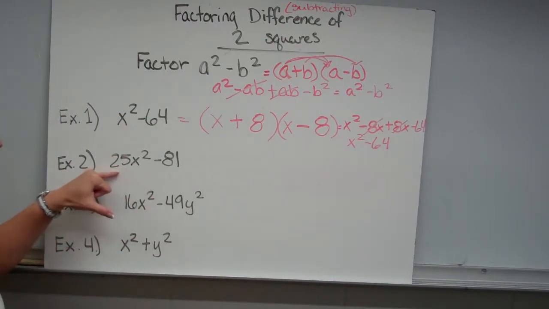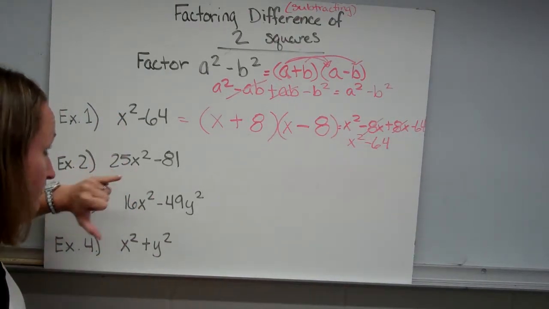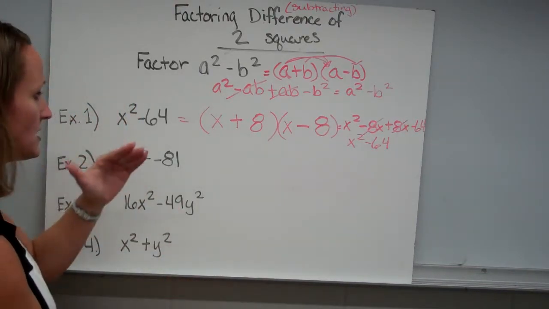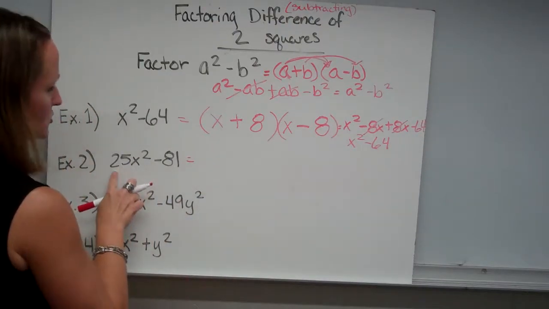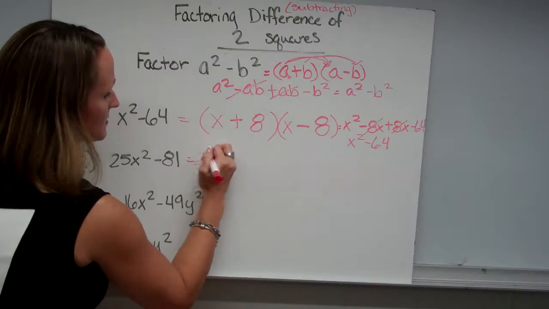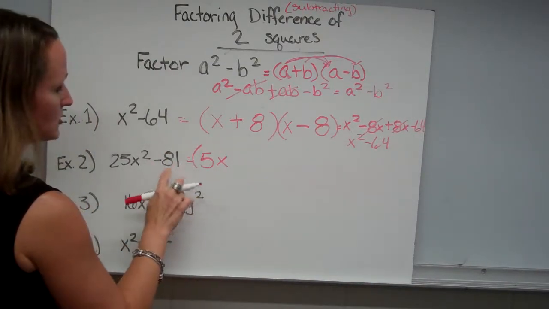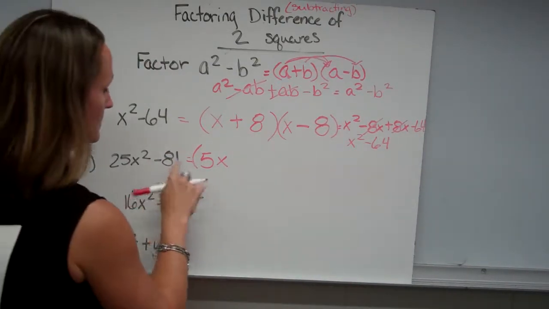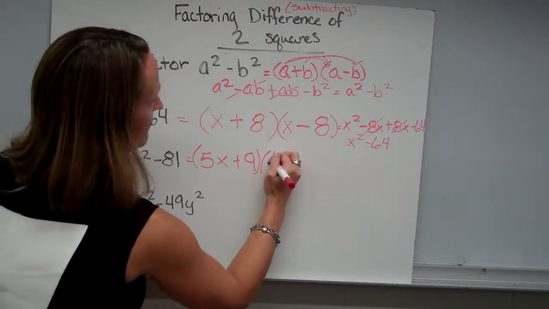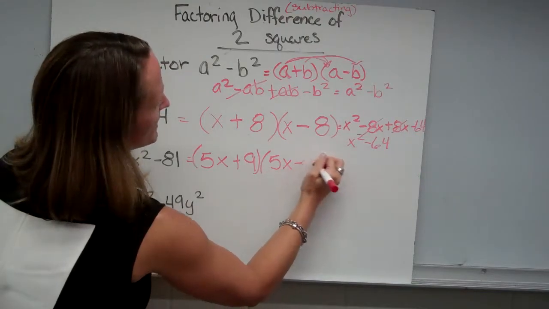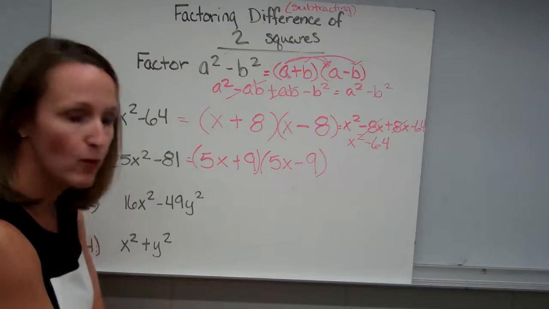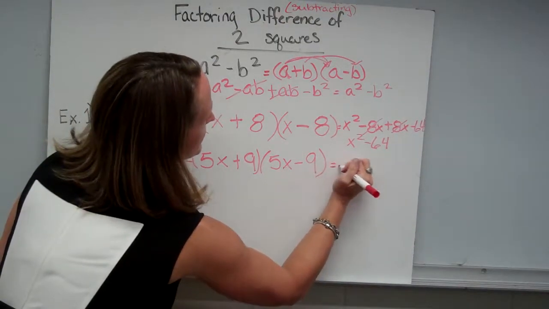This time I have a coefficient with my first term, but that's okay. I'm still going to take the square root of each term. So the square root of 25 is 5. The square root of x squared is x. So I have 5x. The square root of 81 is 9. So I'm going to have 5x plus 9 and 5x minus 9. And if I were to go back and FOIL it through, I would come back to the answer I began with.